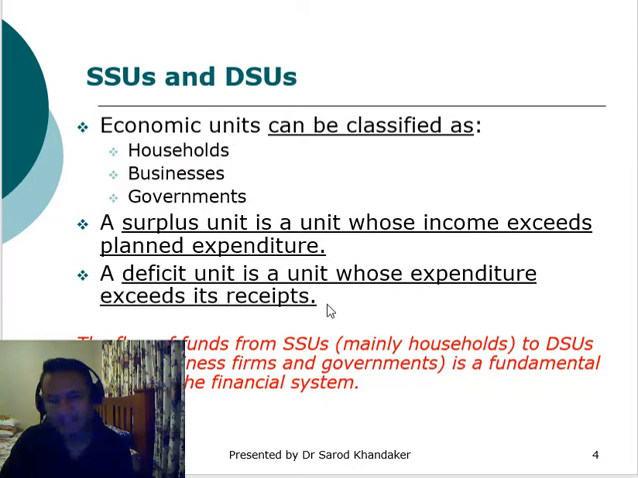On the other hand, a deficit unit is a unit whose expenditure exceeds its receipts. For example, you can look at the governments. Most governments nowadays are deficit units because they want to borrow money. They want different ways to borrow money. That's why the government implements taxes: income tax, VAT, land tax. There are so many tax systems. On top of that, the government even issues different types of securities in the market so that they can borrow more money. So the flow of funds from SSUs, mainly households, to DSUs, mainly business firms and the government, is the fundamental function of the financial system.